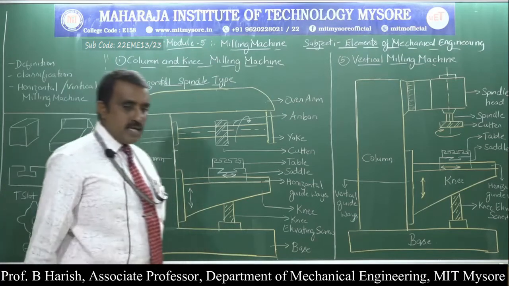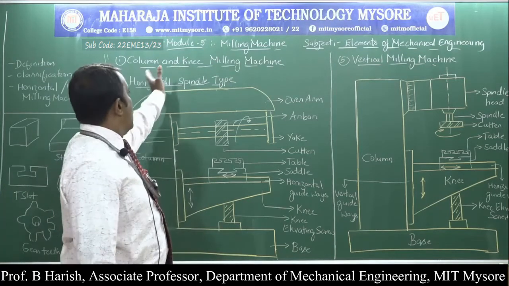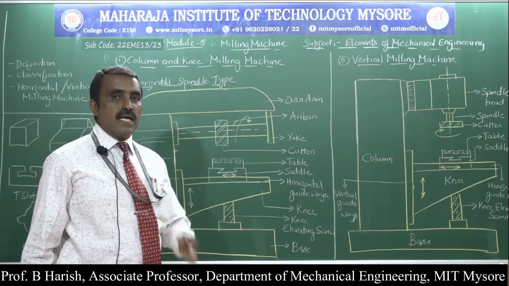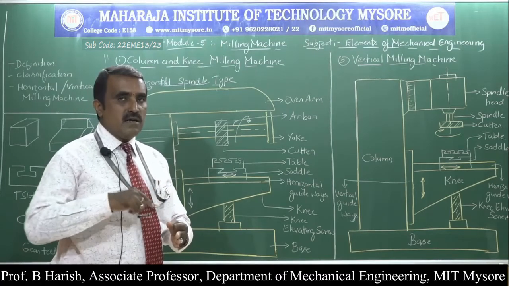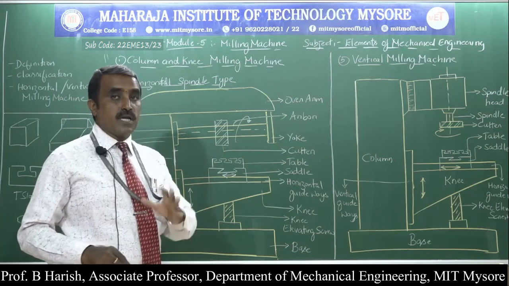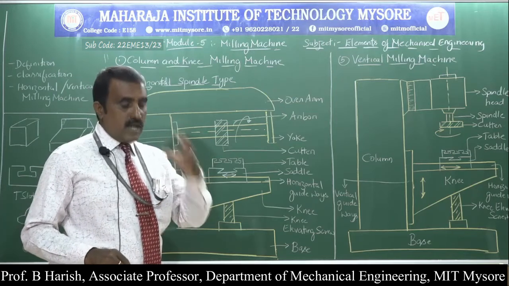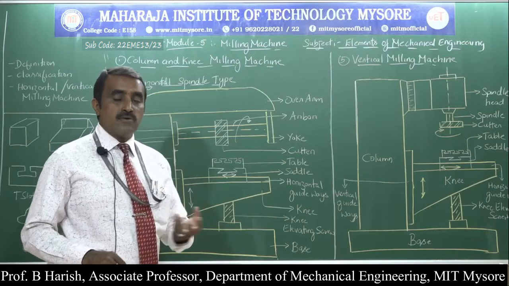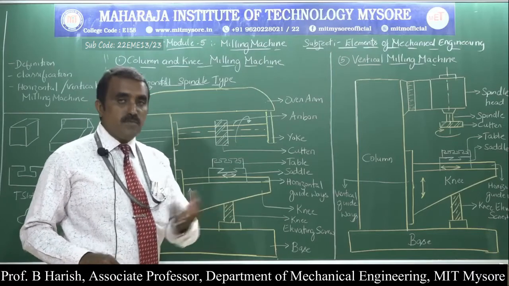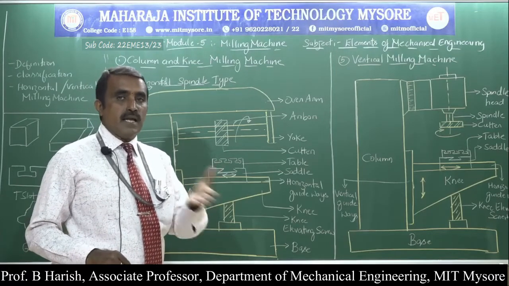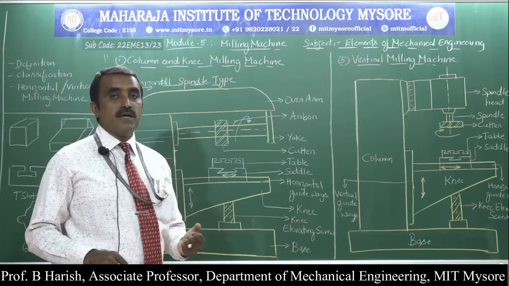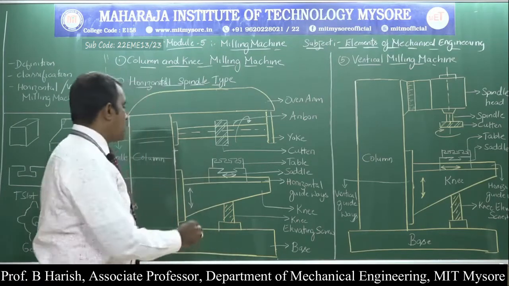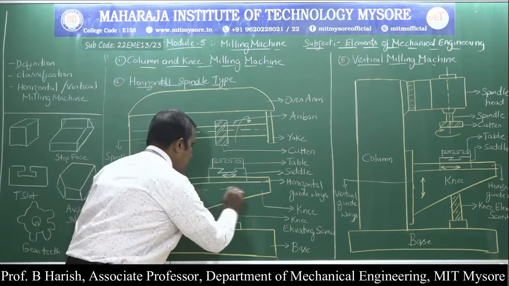Here, one thing that is very important in the case of a column and knee type milling machine is that it will have three-direction movement, that is x direction, y direction and z direction. So three movements will be there. The very important feature of this milling machine is that I can use these three movements and cut any shape, and material can be removed at any point of the workpiece. So coming to the very important part, this is the knee part.